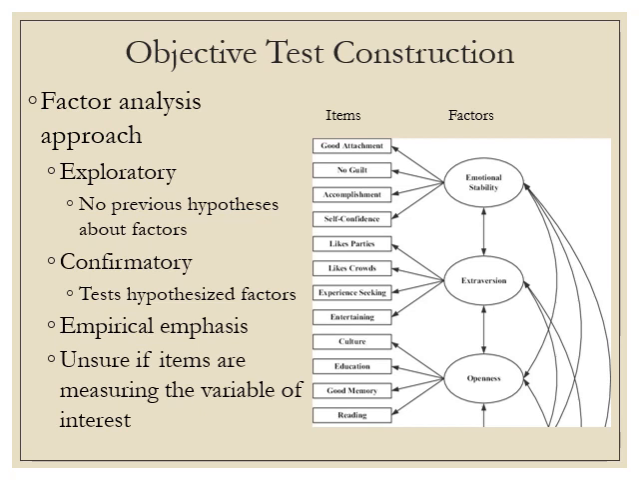This has a heavy empirical emphasis, but a downside is you're not sure if the items are actually measuring the variable of interest. So you don't know if the second 4, likes parties, likes crowds, experience seeking and entertaining, is actually measuring extroversion. Maybe it's actually measuring something else, like the fact that this person is in college, something like this.